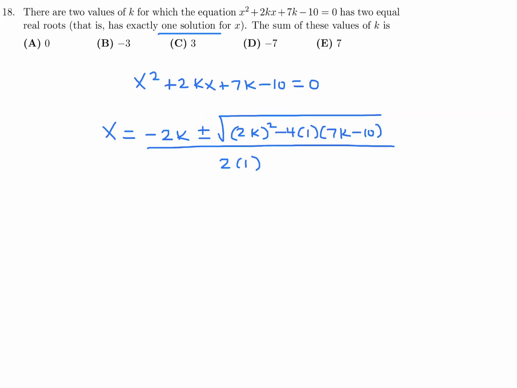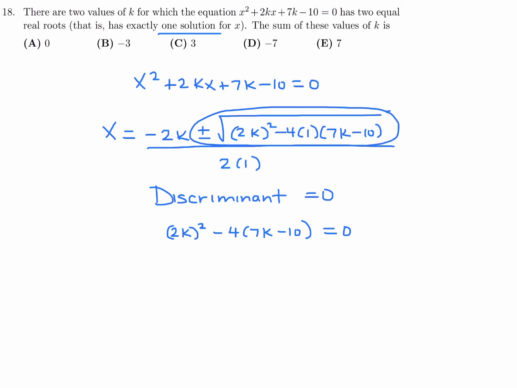Now, if this has only one solution, that means that all of this has to be 0. So what that really means is the discriminant has to equal 0. Now, what is the discriminant? It's what's underneath the radical sign. In our case, it's 2k squared minus 4 times 7k minus 10. All of that has to equal 0. If it does, all of this wipes out, and you get just one root. And in this case, if that is all 0, it would be minus 2k over 2, which is just minus k. Not that that is important, but I just wanted to illustrate that.